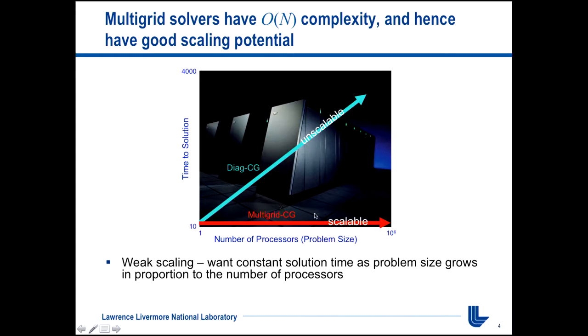This is a graph that sort of illustrates that. If I'm thinking of growing the problem size together with the number of parallel resources or processors, then I have the potential to have constant time to solution for these larger problems. Whereas with other methods that aren't O of n, even though you're throwing additional resources at the problem, they can still take longer and longer to solve these larger problems. So this is why we care about multigrid.